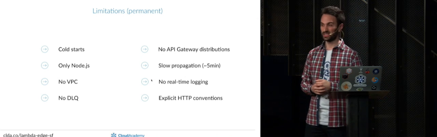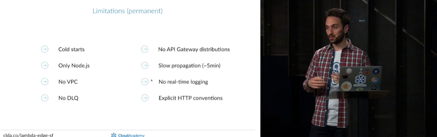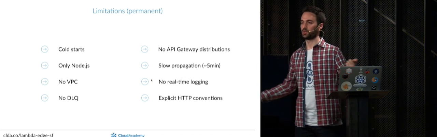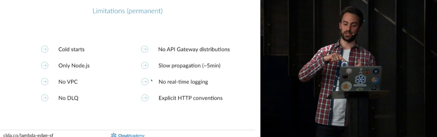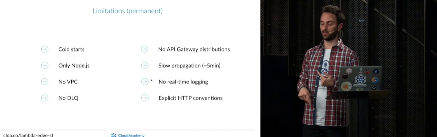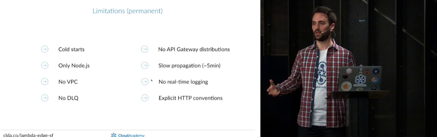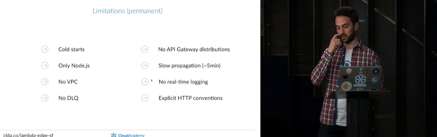What about real-time logging? That's kind of impossible because you have 70 edge locations. Every time you log something, all those logs will go all the way back to the region where you defined the Lambda function. And it's impossible to have real-time logging. It will take a while to propagate back to where you defined the function.